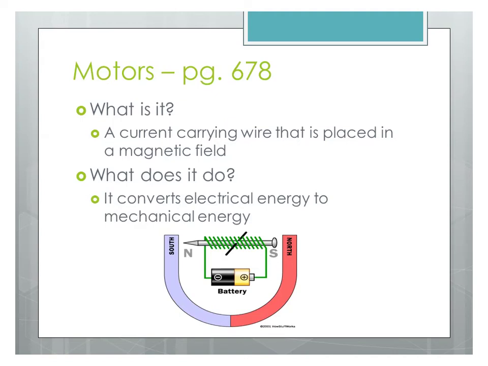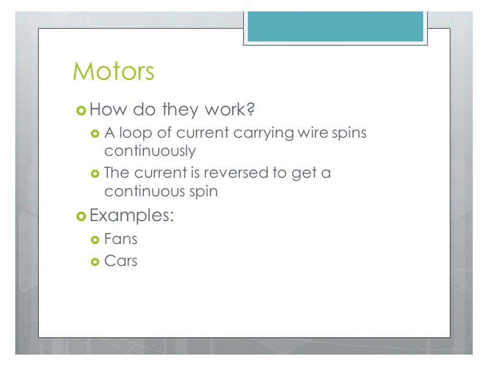So just think about a motor that runs a car. It takes that electricity from inside the battery system and it converts it into mechanical energy for the car to run. So the loop of the current carrying wire begins to spin continuously. So that means it just spins and spins and spins without a stop or a pause. And the way that we have this continuous spin is that the current reverses within that current carrying wire. So that means the current flow is constantly going back and forth in order to get the spin to keep going all the way around. Examples of things that use motors include fans, cars, you can think about a lawnmower, basically anything that you have to kind of turn on, it has a spinning fan part.